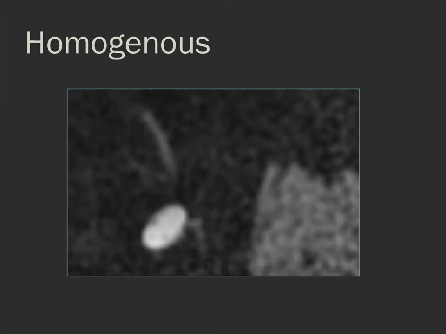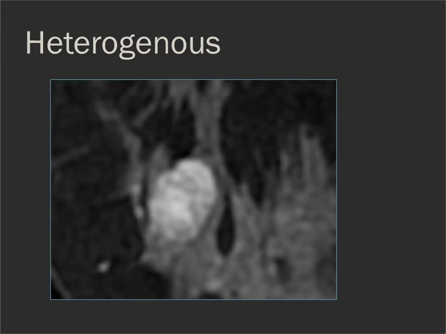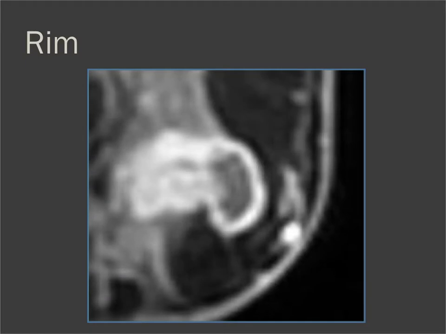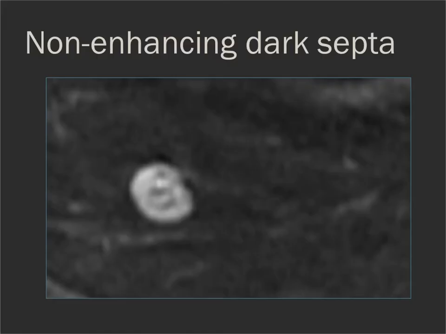So this is a little metastatic node that has homogeneous enhancement. This invasive ductal carcinoma is lobular in shape, circumscribed borders, but has heterogeneous enhancement. This lobulated mass with circumscribed borders has rim enhancement. And then finally, this oval mass with circumscribed borders, the fibroadenoma we saw before, has dark non-enhancing septae within it, which is a fairly pathognomonic finding for fibroadenomas when you see it.